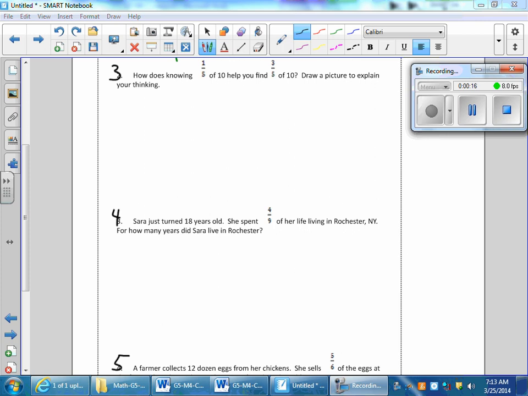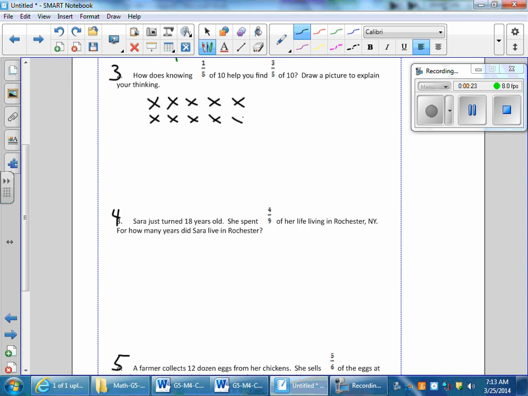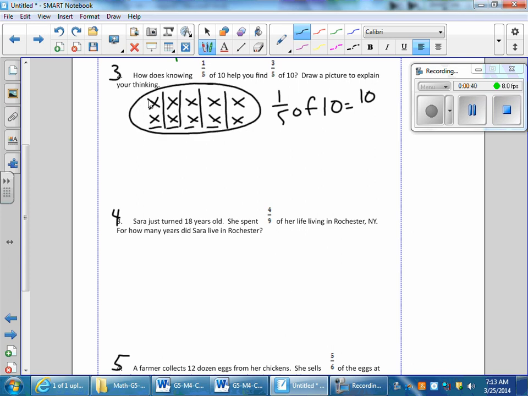Okay, so I'm going to take 10 and break it into 5 groups. So I'm making a 5x2 or 2x5 array. And knowing 1/5 of 10 is the same as taking those 10 and dividing by 5 groups. So 1/5 of 10 equals 2.